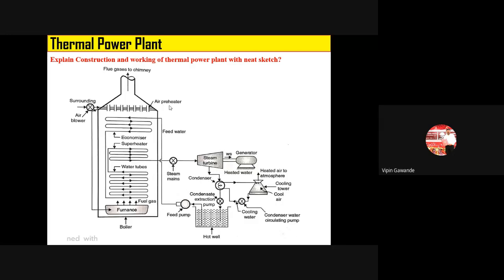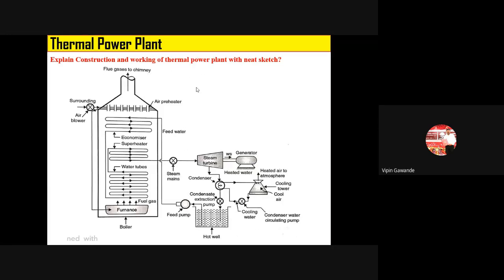Then we have the air preheater. The function of the air preheater is to take air from the surroundings and heat it. The heated air is supplied for combustion. The use of heated air enhances the combustion process. So that is the working of the thermal power plant, and it works on the Rankine cycle.